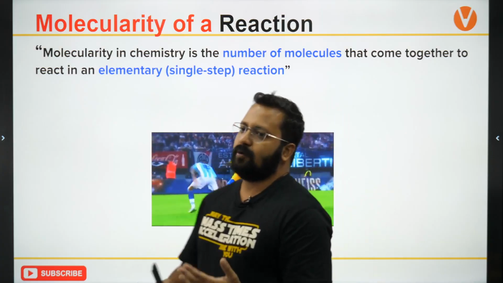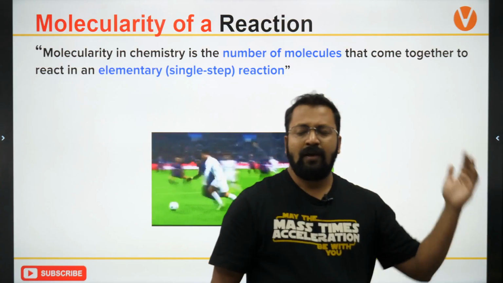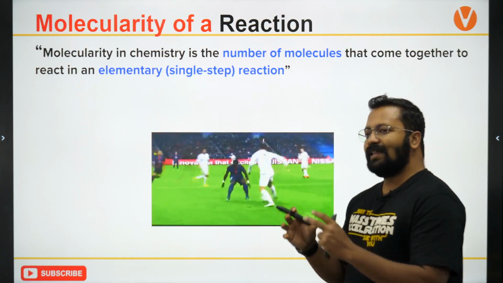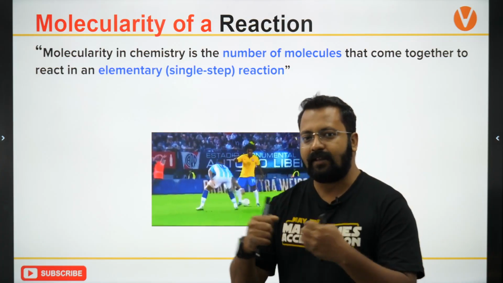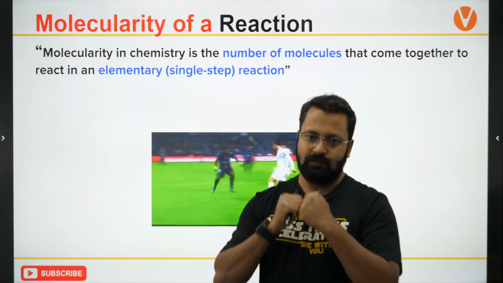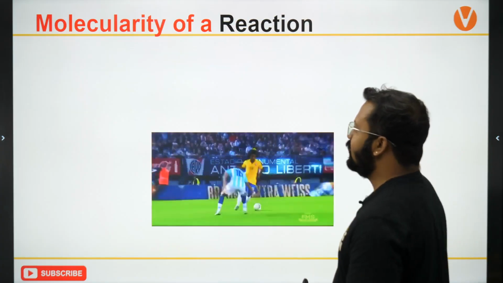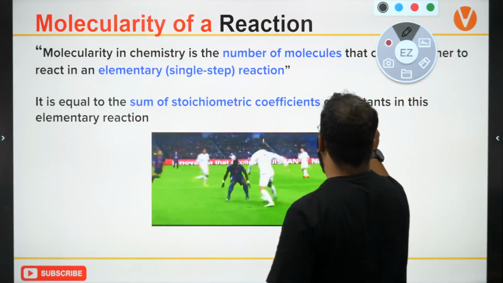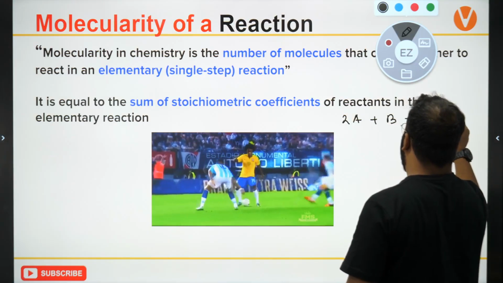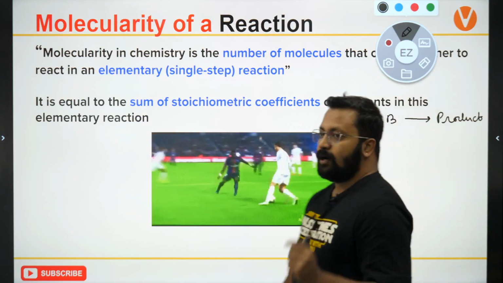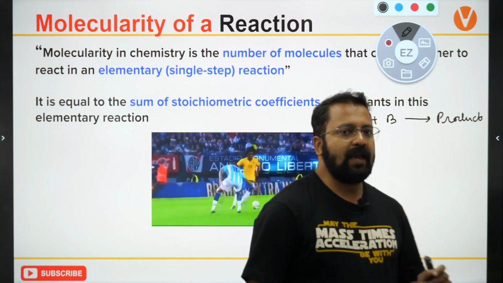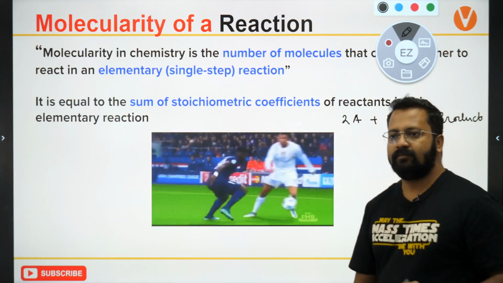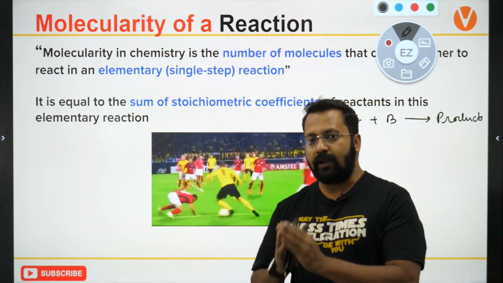So maximum molecularity could be 3. It can go up to 4, but more than 3 is very difficult to see, because it is very improbable that more than 3 molecules will be so well oriented that they collide at one instant. What is the other feature? It is equal to the sum of the stoichiometry: 2A plus B giving rise to products. Elementary means 2 molecules of A and 1 molecule of B are simultaneously colliding in a single step to form a product. So the molecularity will turn out to be 3.